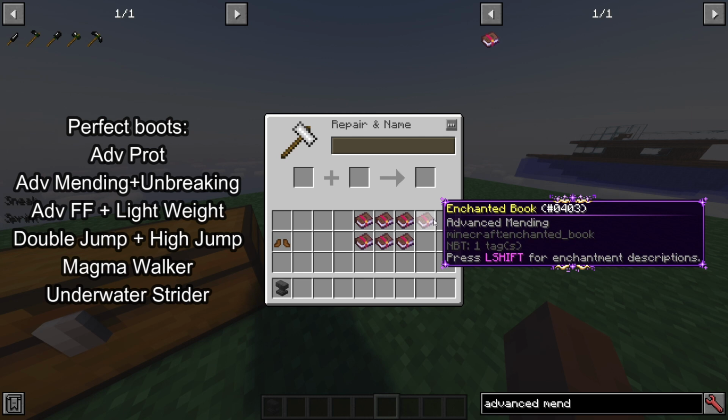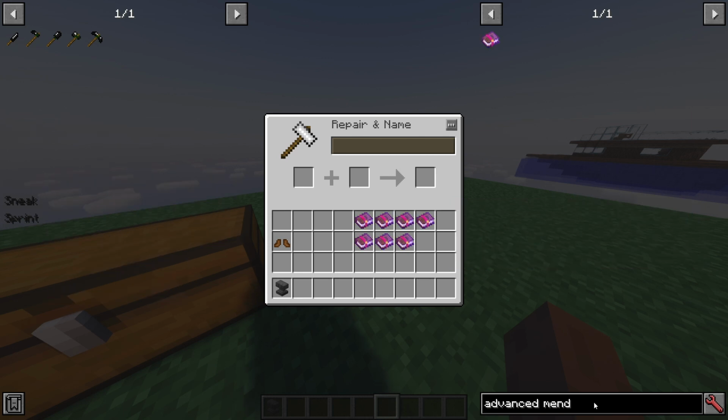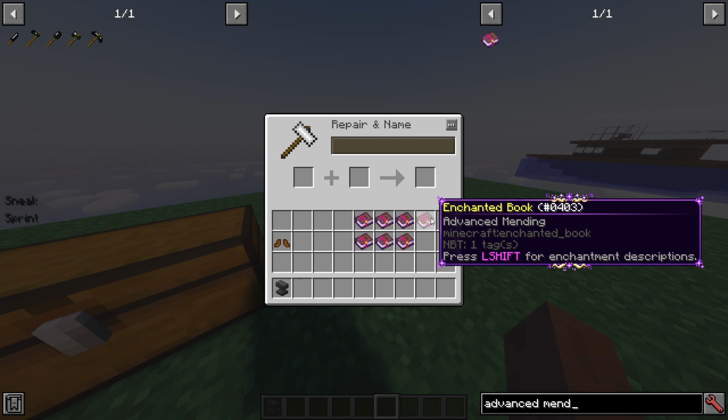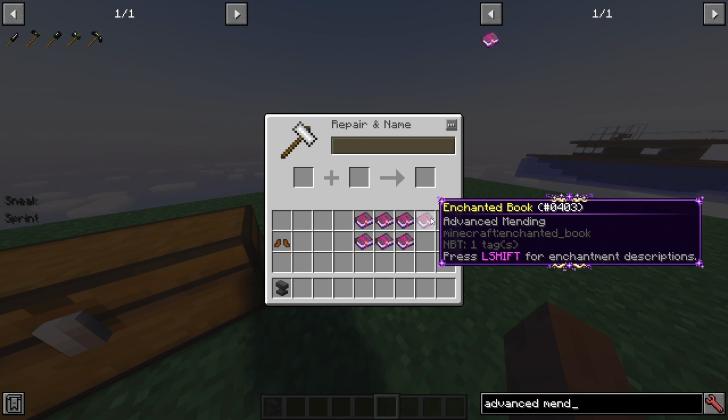I'm using advanced mending because it's the more expensive one, but there is an argument to be made that mending is better, especially in the newest version, because mending has the mending fix now, so it only mends or uses XP to mend if there's actually durability missing, while advanced mending doesn't do that, but mends better, so you get more durability per XP.